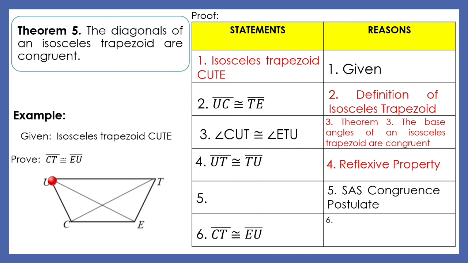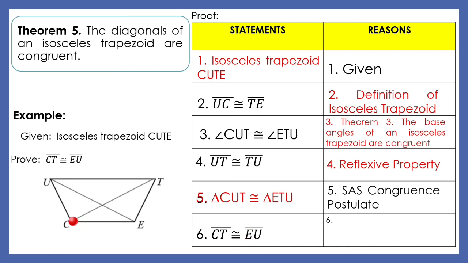So, we have the triangle CUT at saka yung triangle ETU. So we have triangle CUT is congruent to triangle ETU by side angle side congruence postulate. And for number 6, we have line segment CT is congruent to line segment EU.